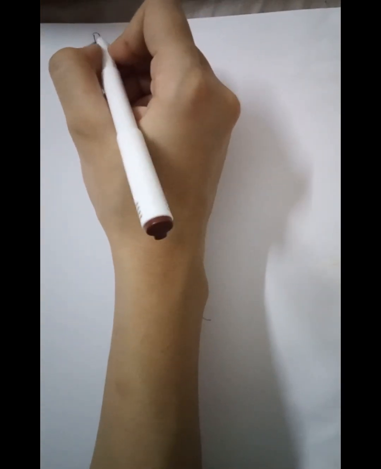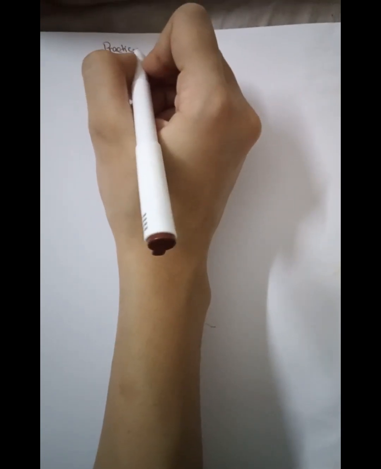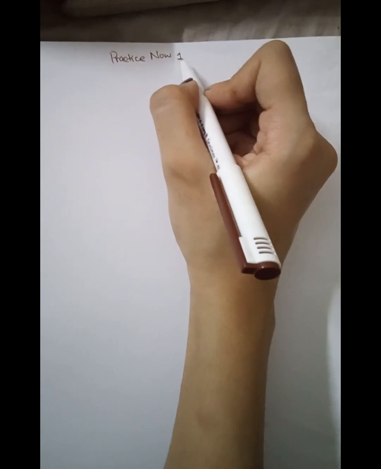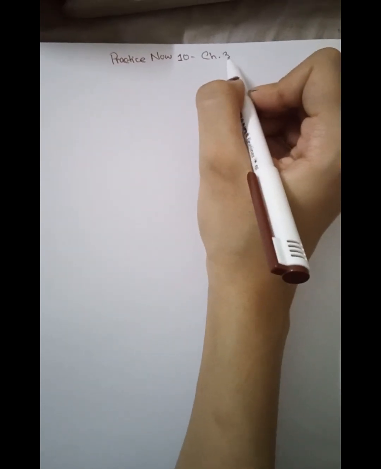Okay, so now we're looking at practice now 10, chapter 3, page 67. The question says, Michael wants to knit a scarf using 6 meters of wool. Given that all measurements are corrected to the nearest meter, find the minimum and maximum amount of wool that will remain if a reel has 25 meters of wool.